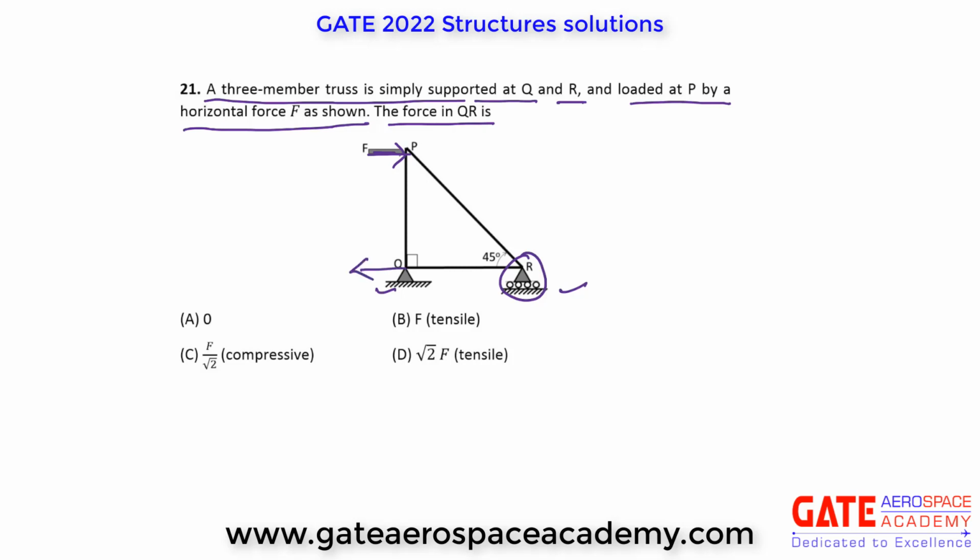Now in lecture we saw that the best method is to consider the joint and resolve the forces, right? So if you resolve the force horizontally at point Q here, then it will be directly equal to F, force in member QR. So it is force F tensile. So force QR will be equal to force F.